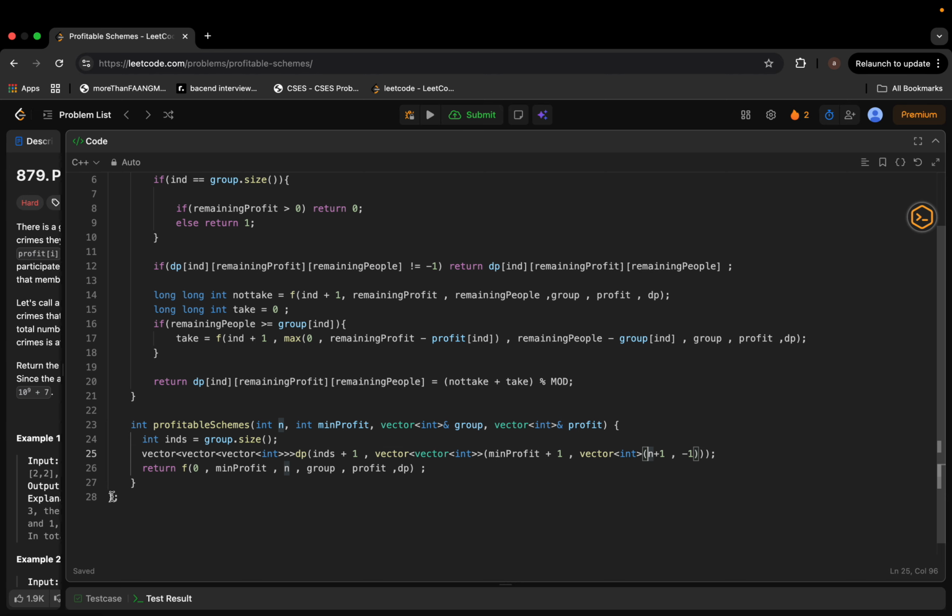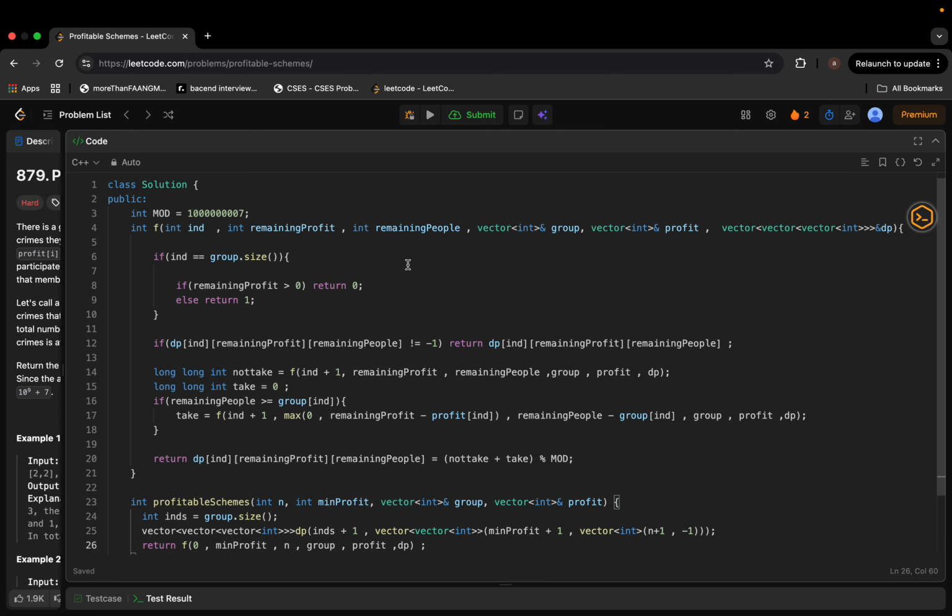Okay, so we can have a function. Our start will be from the starting index, which is 0. We will be considering the minimum profit, but I'll say it as the remaining profit to be made. Now what will be n? The remaining people that we can take. Then I'm also passing group and profit. For now, just don't look at this dp part. I'll be explaining this dp part soon.